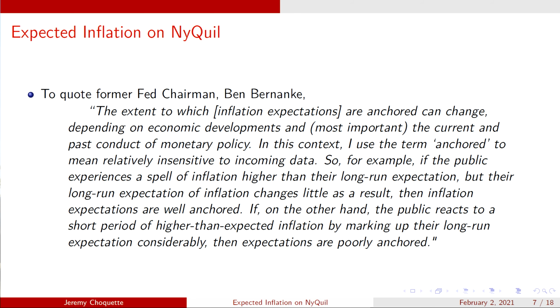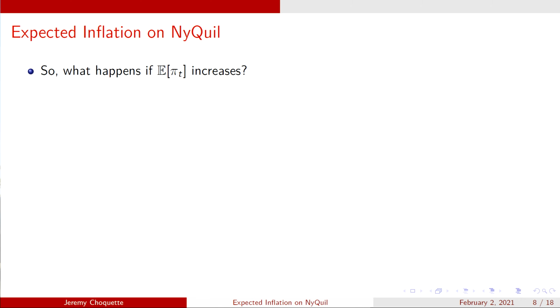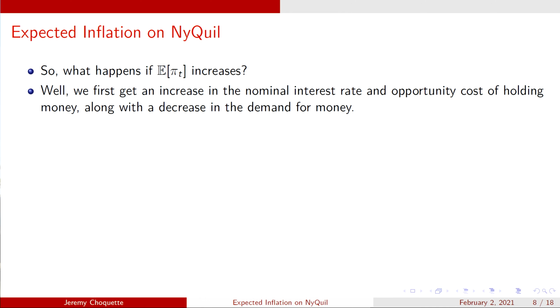Now, the Fed can only anchor these expectations so much. A lot of it also has to do with variations within the market itself. So the Fed is doing the best they can with what they have, but they don't have full control over anchoring these expectations. If they did, I would imagine inflation expectations would be a lot closer to what actual inflation is. So what happens if the expected inflation rate increases?